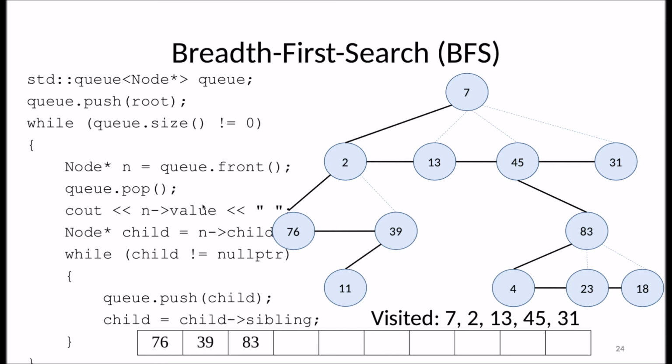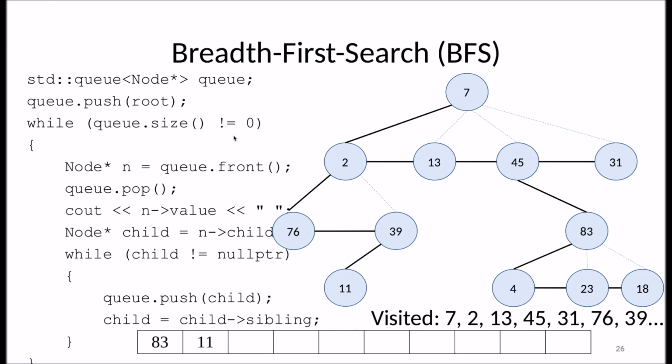Takes the front of the queue, 31. Removes 31 from the queue. Outputs 31. Gets the child node of 31. Doesn't have a child node, so it skips the loop. Queue is not empty, so takes 76, removes it from the queue, outputs 76. 76 doesn't have any child nodes, so the child would be null. So it skips the loop.